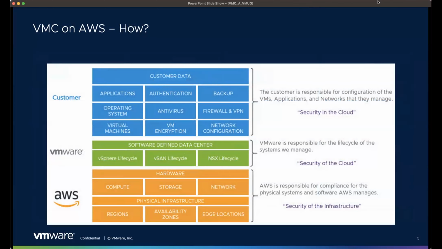How? Okay, so how's the service delivered? This is what many of you know as the shared responsibility model from cloud providers, and VMC is no different, right? At the bottom, we got AWS providing physical infrastructure, security, and the hardware in and by itself, so storage, compute, and network. On top of that, we got VMware with the SDDC stack.